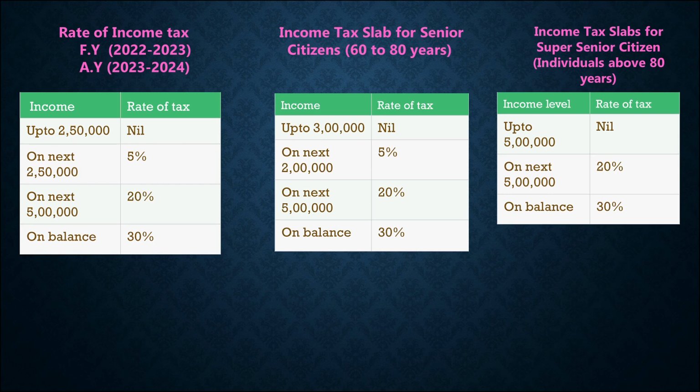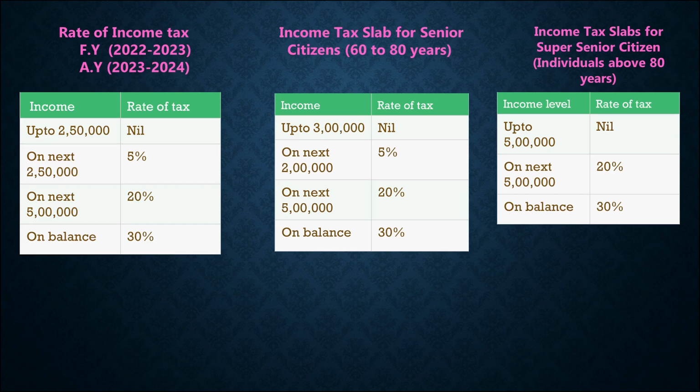An income tax slab for senior citizens, 60 to 80 years: up to 3 lakh, nil. Income up to 3 lakh, the rate of tax is nil. Income on the next 2 lakh, the rate of tax is 5%, and income on the next 5 lakh, the rate of tax is 20%, and income on the balance, the rate of tax is 30%.